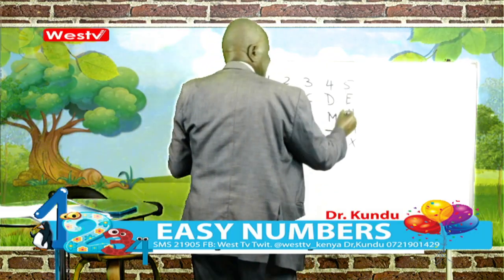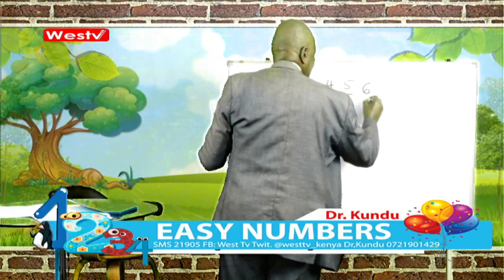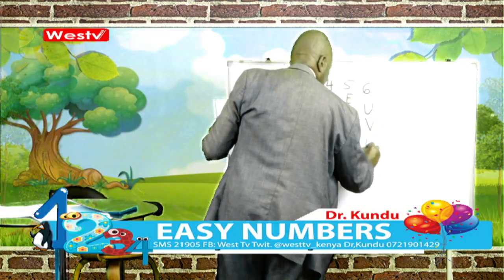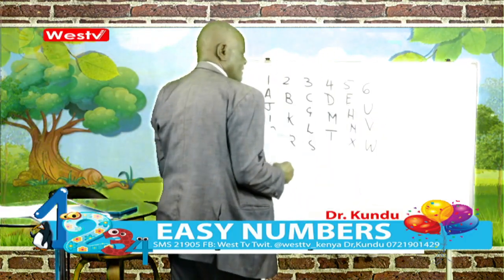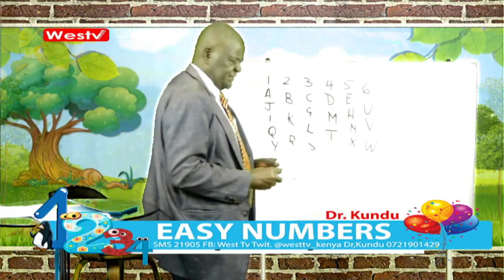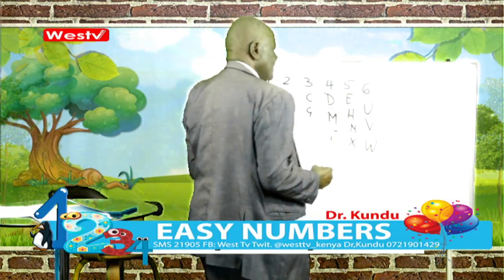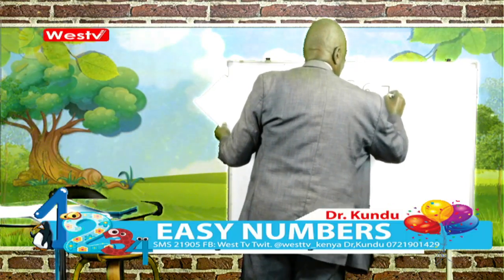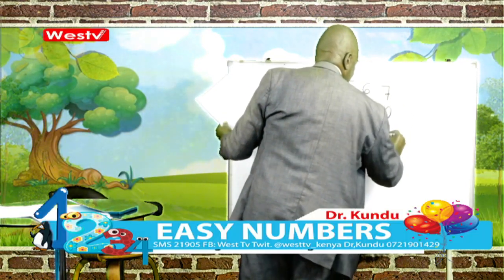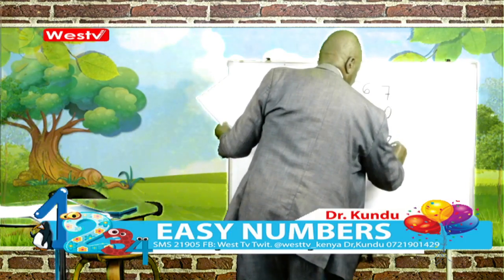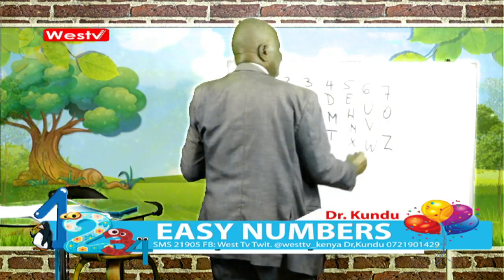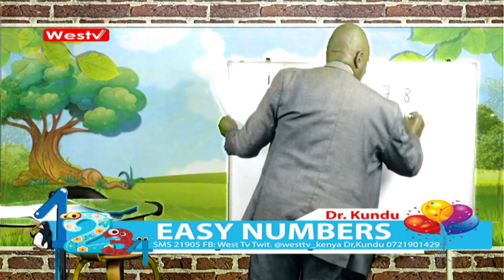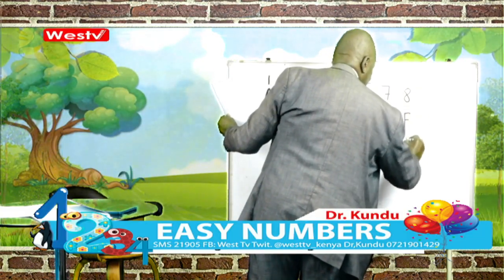For number 6, the letters are U, V, and W. For number 7, the letters are O and Z. And finally, for number 8, the letters are F and P.